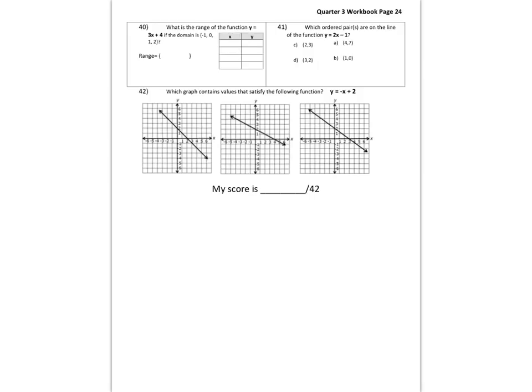All right, so now it is time for Socrative. You're going to do your Socrative. I will see those results. I'll see who needs help for next class. And then you can finish up these pages. You have up to page 24 for homework.